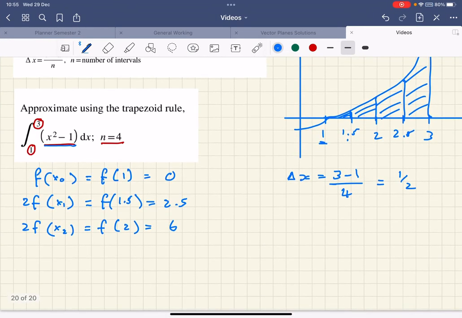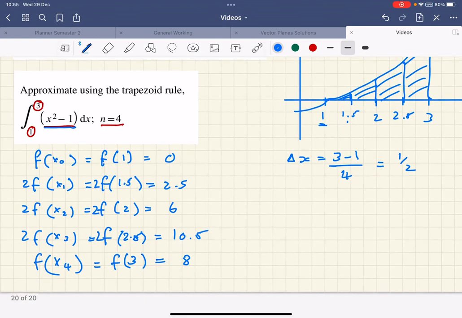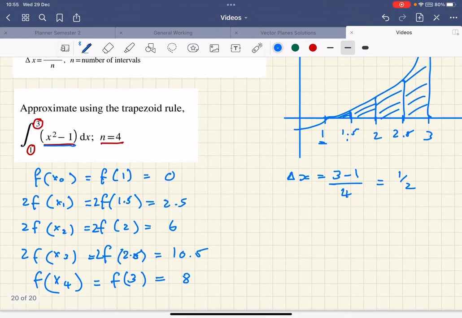And if you want to just pause and check all these, you can do. Now the third one is where I have f(2.5), and I'm going to double that, and that gives me 10.5. And then I've got my final one, which I don't have to double, and that's the final limit, which is 3, and that gives me 8. So that's what I've got for each limit.